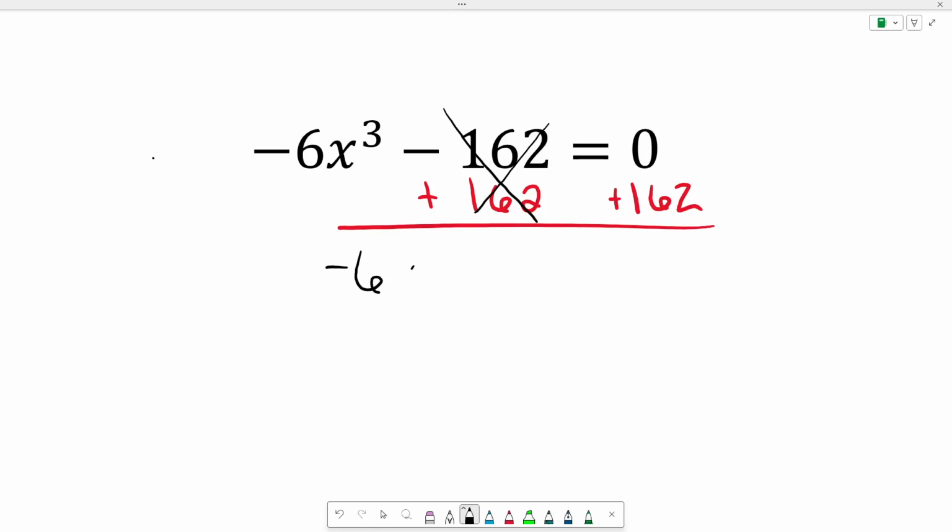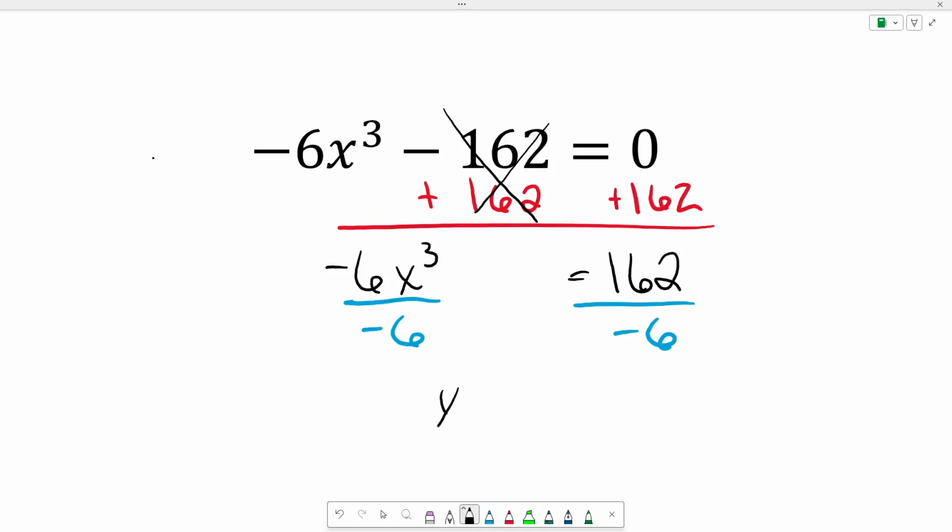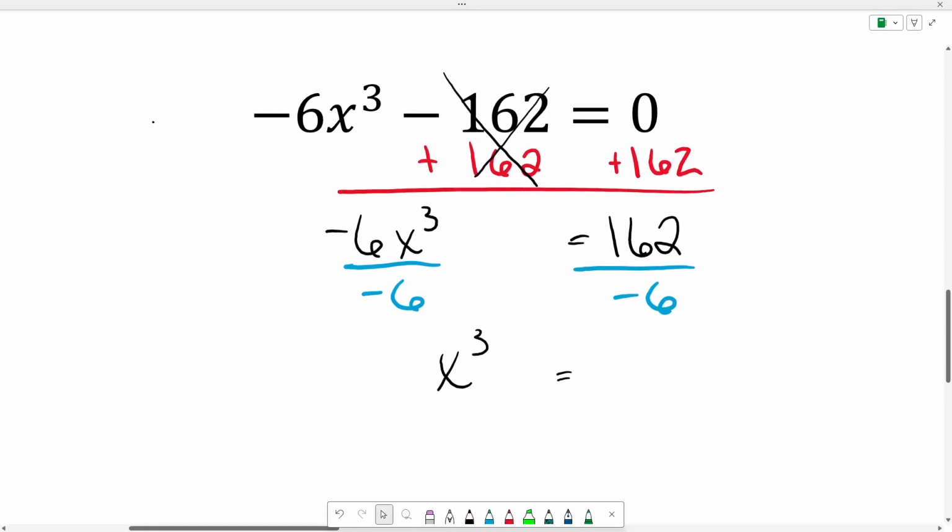This is negative 6x cubed is equal to negative 162 now. I still do not have my x cubed isolated, so I need to divide both sides by negative 6. In doing so, x cubed has been isolated. Over on the right-hand side, I do my division: 162 divided by negative 6 is negative 27. So x cubed is equal to negative 27.